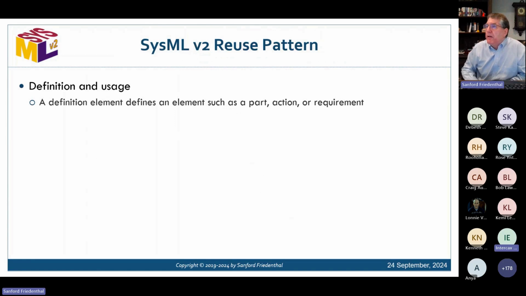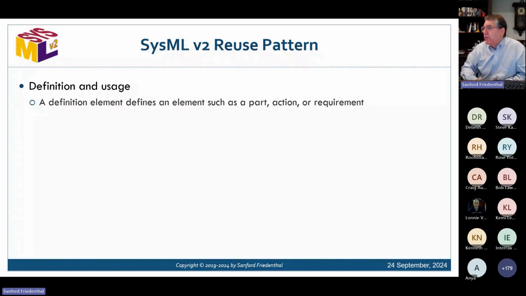I want to start here by introducing the definition and usage pattern. It's something that was originally introduced in SysML v1. We use the term definition and usage. We referred to a block, for example, as a definition element. You defined a block, and then you would have a part, and that part would be typed by the block. The idea was you define the block once, but you can have many different parts that are used in different contexts, all with the same type. So you define something once and you use it many times. That is a really powerful reuse concept.